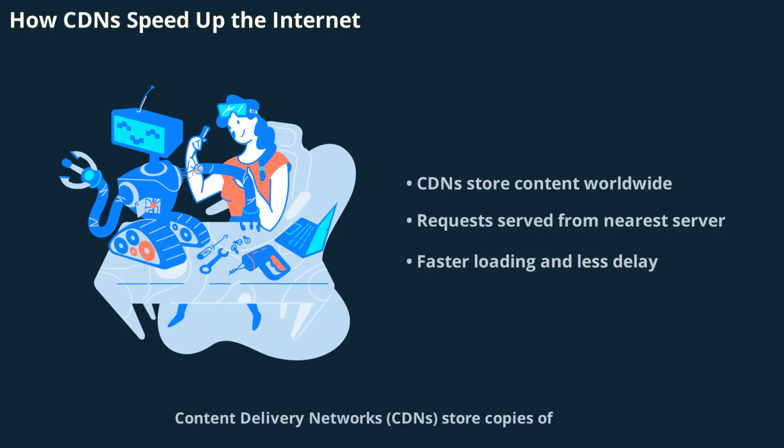Content delivery networks, CDNs, store copies of popular content on servers around the world. When you request a video or website, the CDN delivers it from the closest server, reducing delays and speeding up loading times. This technology is why streaming services and big websites can serve millions of users quickly and reliably.